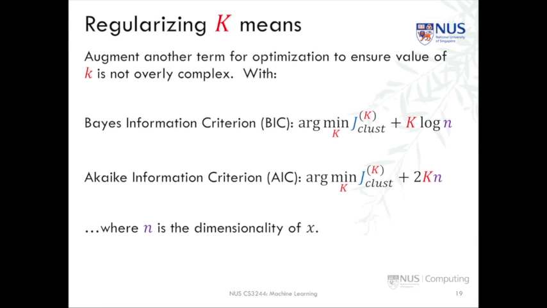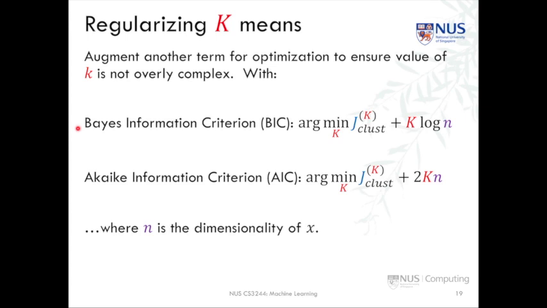Because of this, we need some way to enforce that k-means finds a clustering that's more meaningful. You can think about this in terms of regularization, where we think that a clustering with all m points as their own clusters would be overly complex, and we'd like to enforce a smaller k to ensure that we get some generalization capability out of it. So what we can do is augment another term for optimization to ensure the value of k is not overly large. There are two popular selections for doing it.